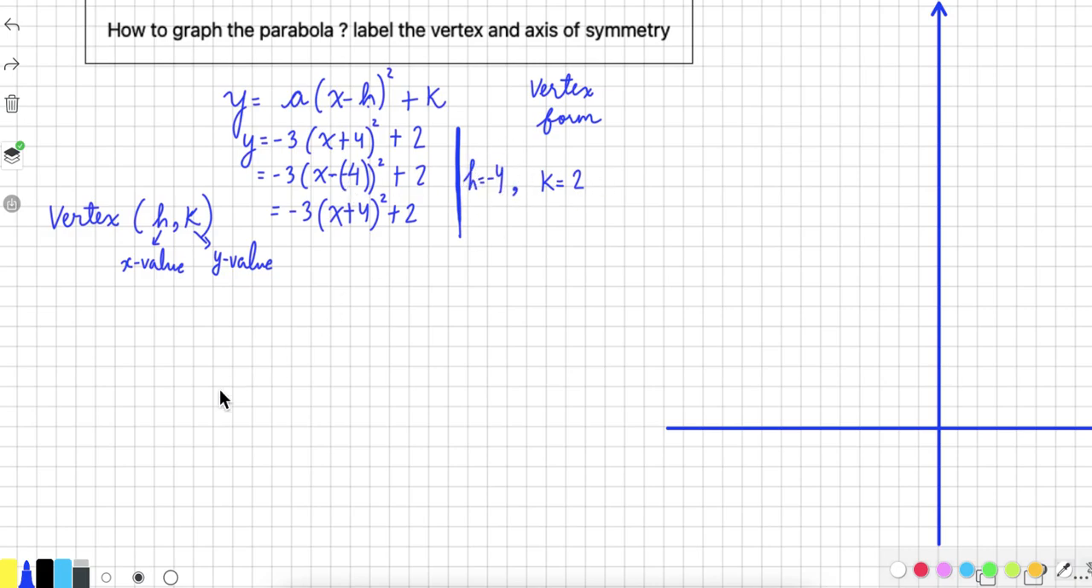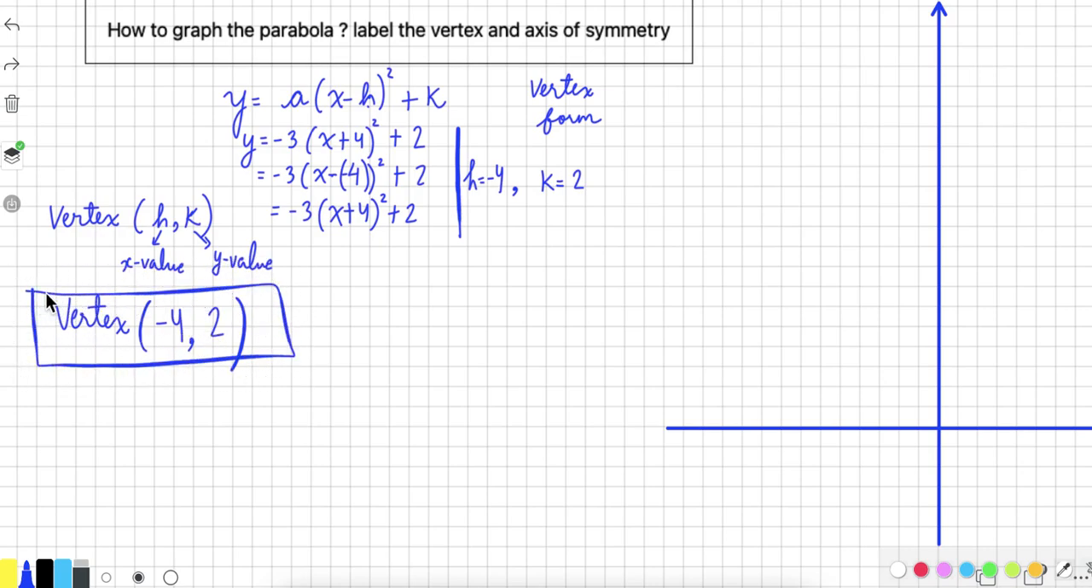So we got the vertex: h is negative 4 and k is positive 2. Our vertex is going to be negative 4, positive 2. We just got the vertex. Now again, what's going to be the axis of symmetry? As I told you, this is always a vertical dotted line passing through the vertex. We'll find that after drawing the point. Now we have the vertex.